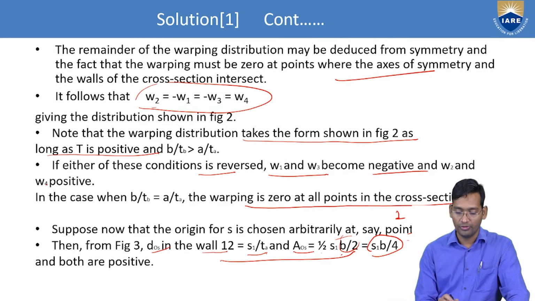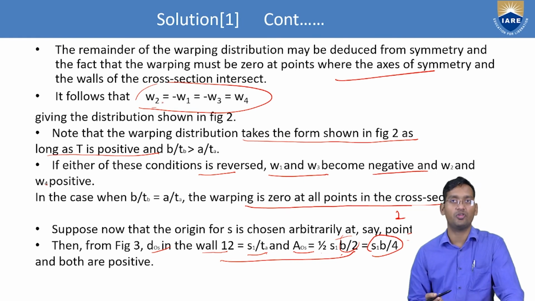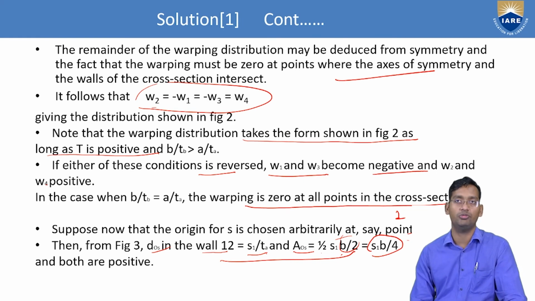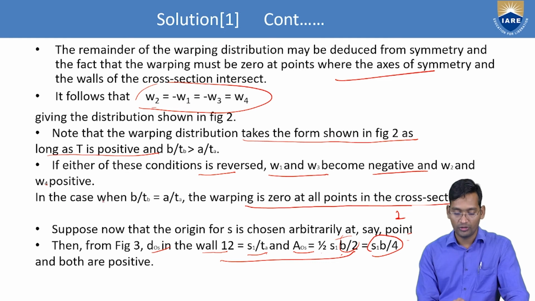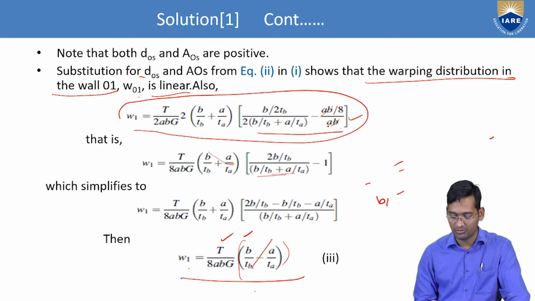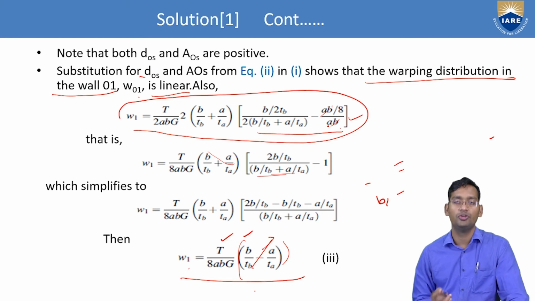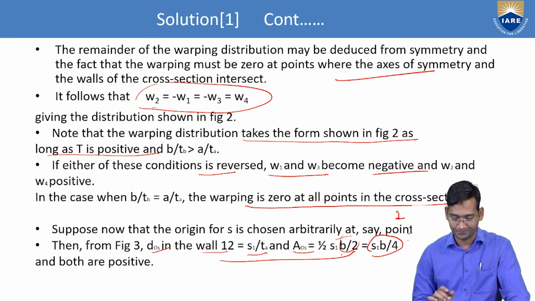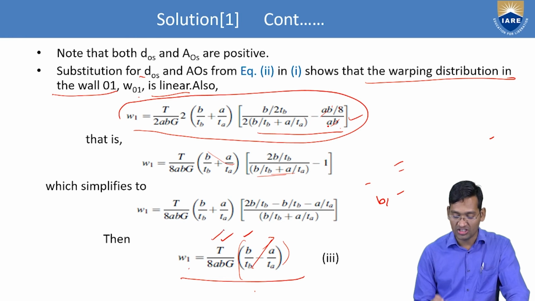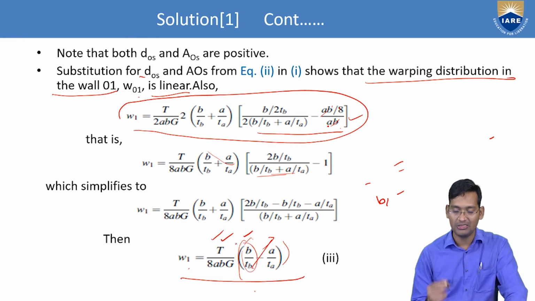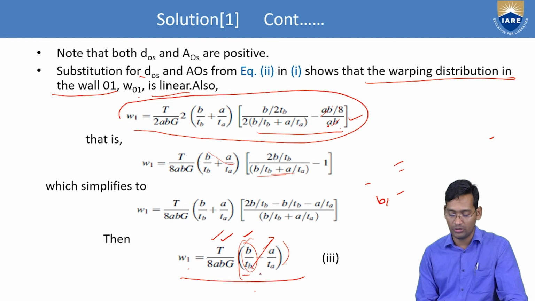Okay, now similarly, since it's an axis of symmetry, W2 will equal minus W1, and minus W3 will equal W4. So all are equal but just opposite. Okay, so in the case when B by TB equals A by TB, that means this equals 0, meaning W1 equals 0, hence warping is 0. Now one more condition we have to think about: if T is positive and B by TB is greater than A by TB, what will this value be?